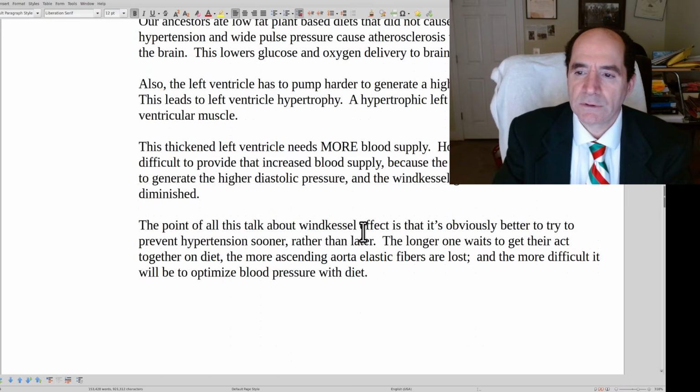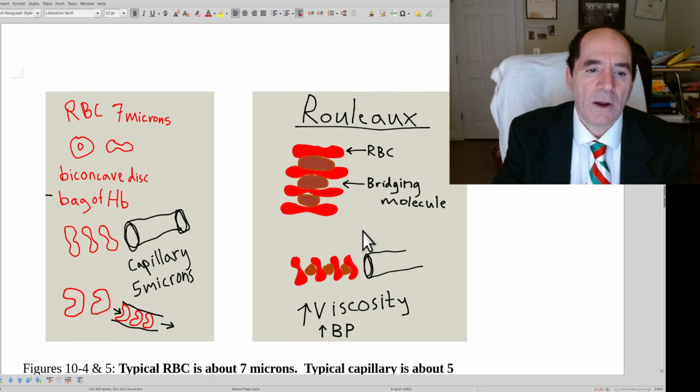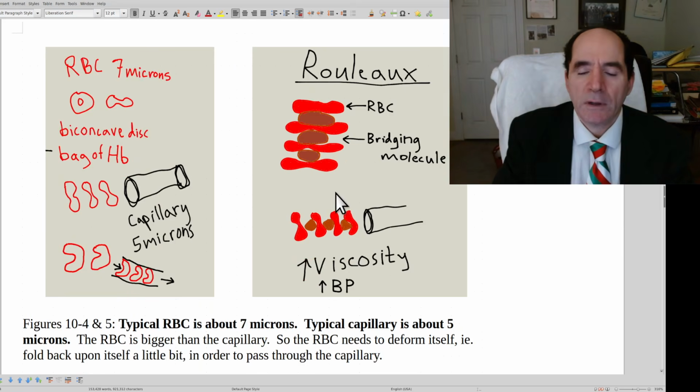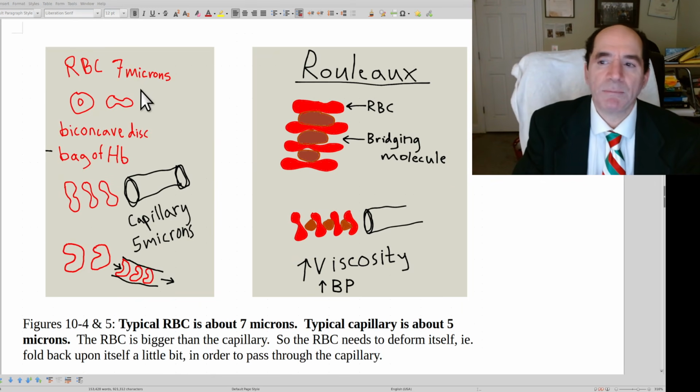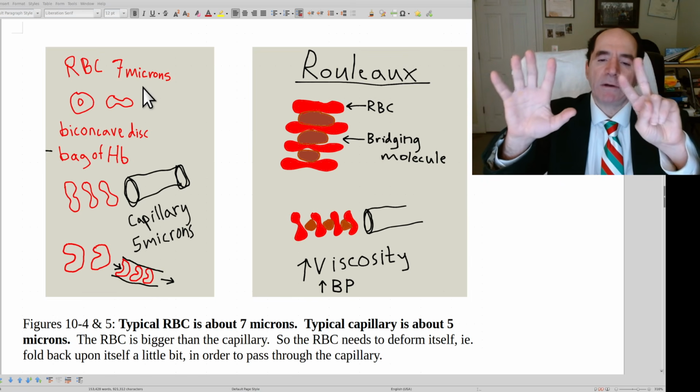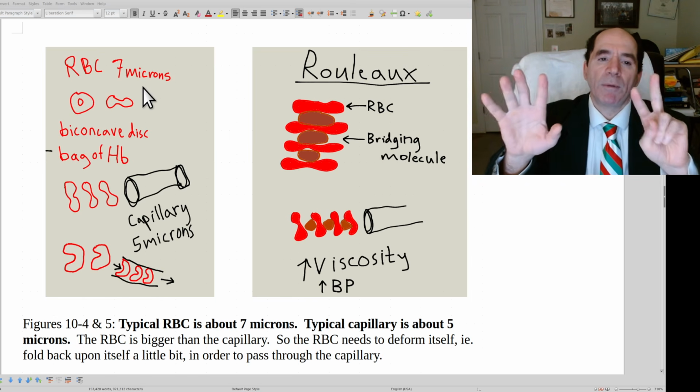Okay, let's see what's next. All right, now here's an important picture. The idea of red blood cells and their diameter. So a red blood cell is typically about 7 microns. You need to know that number. That's going to come up a lot and it's really helpful.